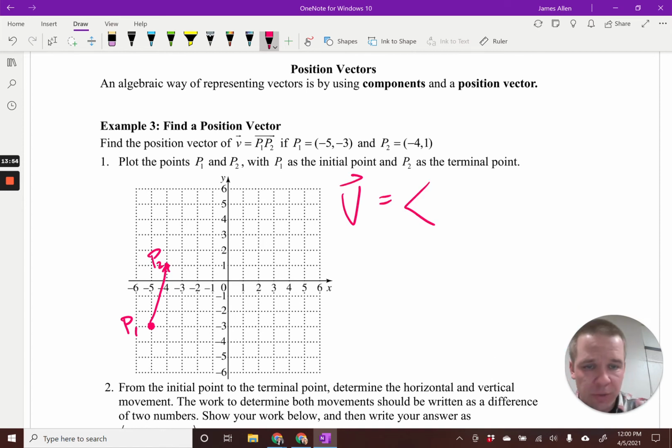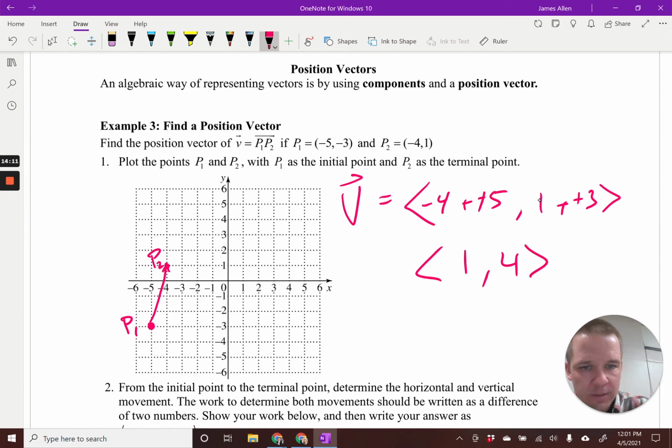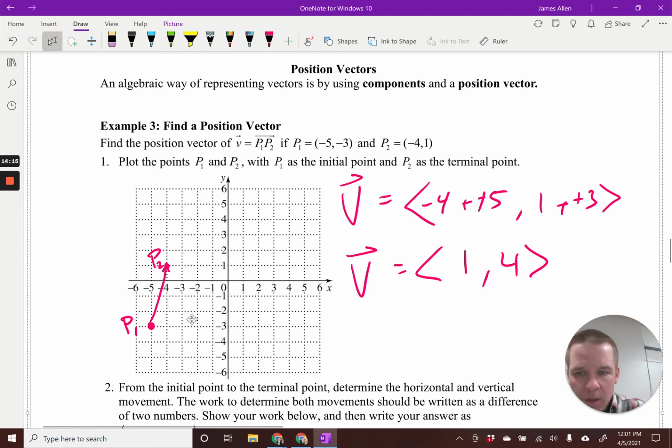Now, if we want to work it out, we would have x2, which would be -4, minus -5, comma, and then y2, 1 minus -3. It's positive now, so that's going to be 1, comma, 4. That would be our component form, or our position vector. Now, let's take a look at it graphically.